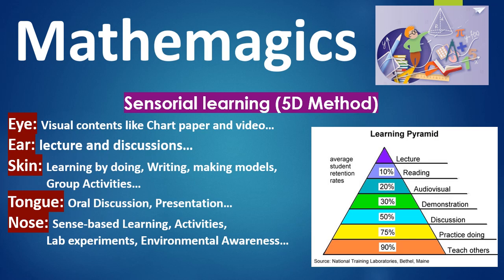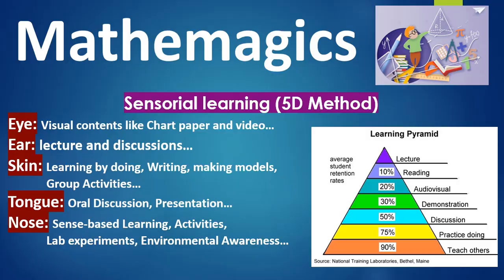So that's why our 5D method includes the lecture, reading, audiovisual, demonstration, discussions, practice by doing, and obviously implementing the same knowledge, or they can give one lecture to the students also, which can be called peer learning. All these things are there in the 5D method of teaching.